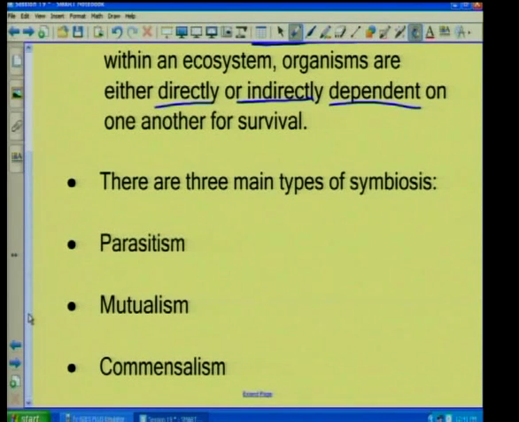The first one is parasitism. Second is mutualism, and the third is commensalism. Now, everyone knows what parasitism is. A parasite is a yucky thing that lives off its host, and it doesn't always just apply to organisms. People can be parasites as well. Okay, not in the real sense though.